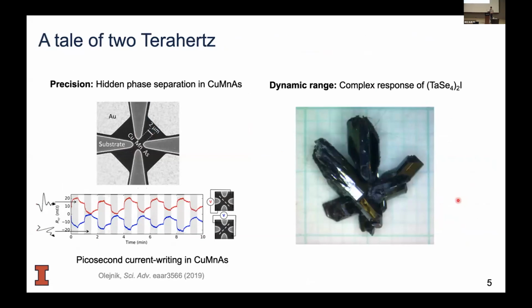But the two topics that I want to talk about today to showcase some of the things that we've done at APS are about terahertz. One is building terahertz devices, and one is trying to generate terahertz waves.